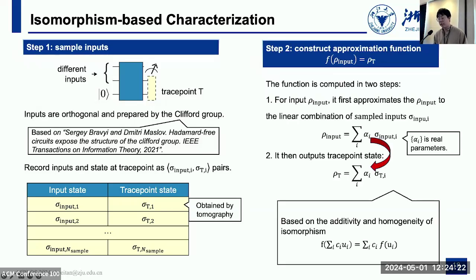This aims to ensure the input states are orthogonal and can be easily prepared. Then we can construct approximation functions. The input of the function is the program input, and the output of the function is the trace point state. The function computation is based on the additivity and homogeneity of the isomorphism. For a given input, we decompose it into a linear combination of sample inputs and use their parameters to construct the output.